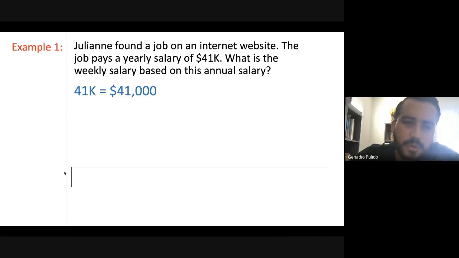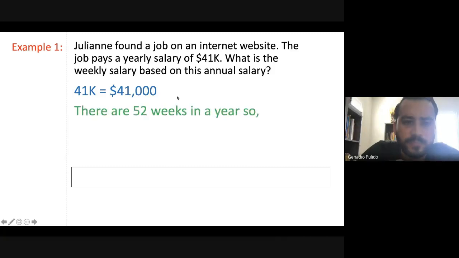Okay, so 41K, in case you don't understand what that means, it just means that they're making 41,000 a year. Now, if you're not sure, all you really have to do is take the 41, multiply it by 1,000, and it'll give you the annual salary. So K just means by thousands. So 41K means 41,000. Now the thing to look at here is that if we're looking for the weekly salary, this is how much she makes a year, then we have to know how many weeks are in a year. So there are 52 weeks in a year.